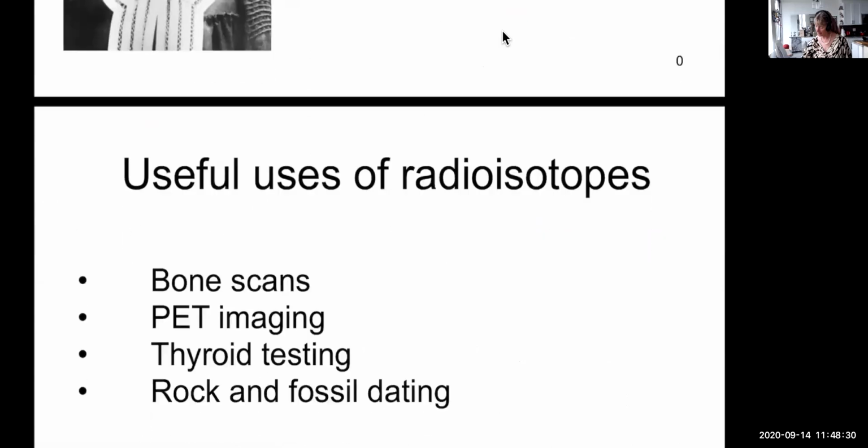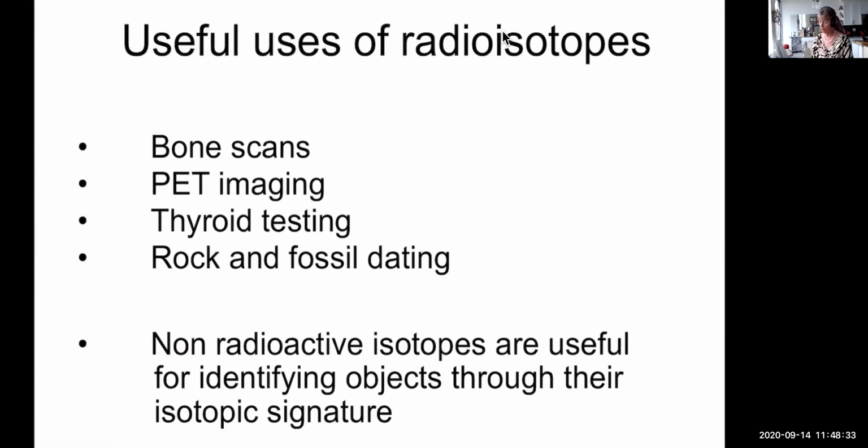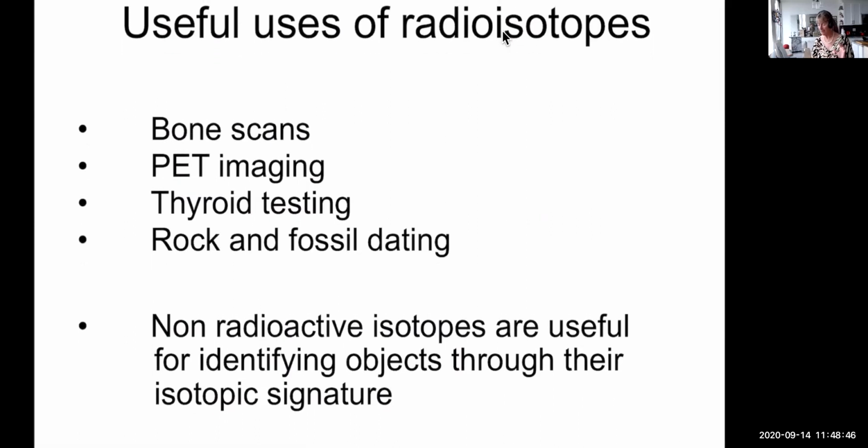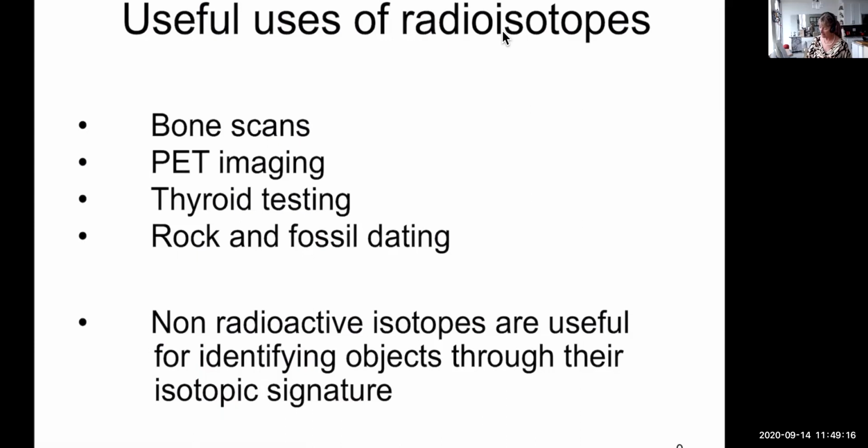Useful uses of radioisotopes are in things like bone scans, positron emission tomography imaging, thyroid testing, and rock and fossil dating, which is what C14 is used for. And isotopes, if they're non-radiating, have an extremely useful function, which is that most organisms, different species, depending on even where those species exist, have a different isotopic signature. So depending on what kind of plants you eat, you might have a different carbon isotopic signature. In other words, the ratio of the different isotopes in the body. So it's a very useful thing.